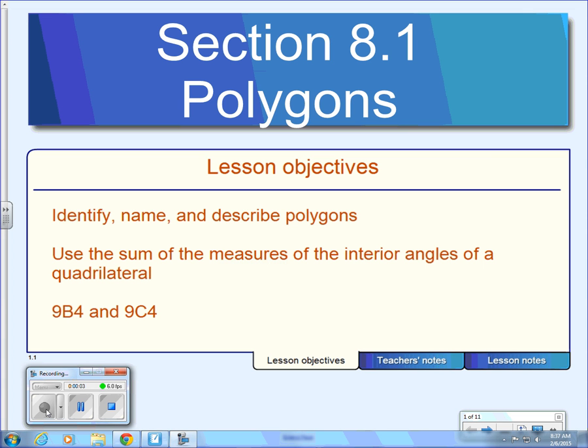Okay, to start Unit 8, we're going to start talking about polygons with a quick review and angle measures. So your objectives today are identify, name, and describe polygons, and then use the sum of the interior and exterior angles of a polygon to solve for angles in a polygon.